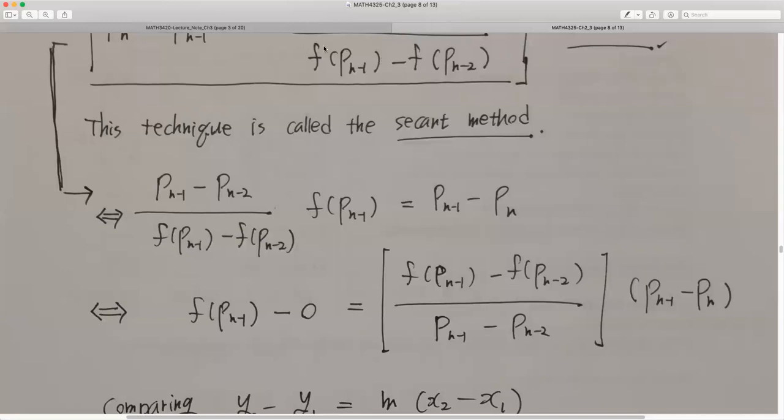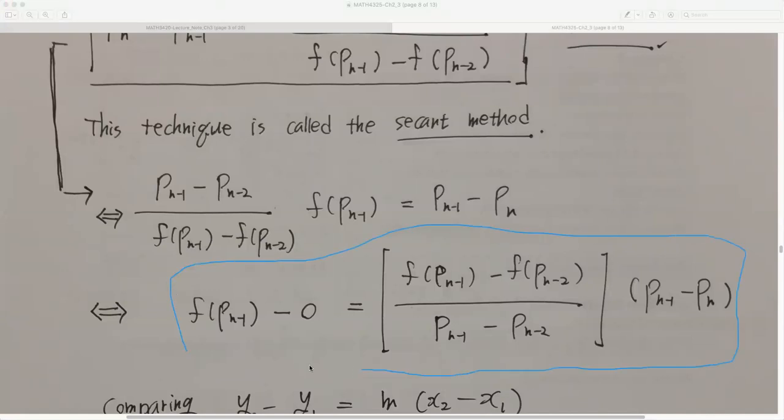Now this is the point-slope form of the linear equation. That's the slope. Then p n minus 1 is the given x value, and this is the given y value. And p n is going to be the x coordinate of the point p n comma 0. So now you see that p n must be a root, right?